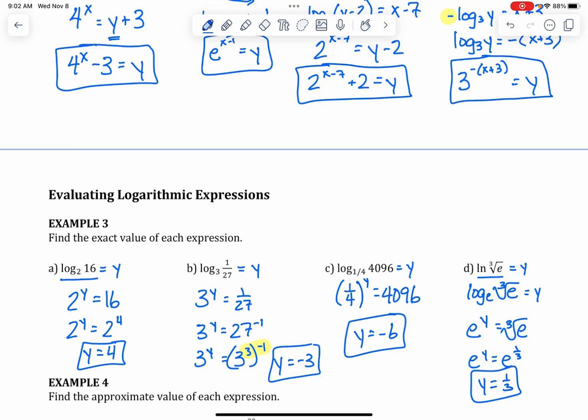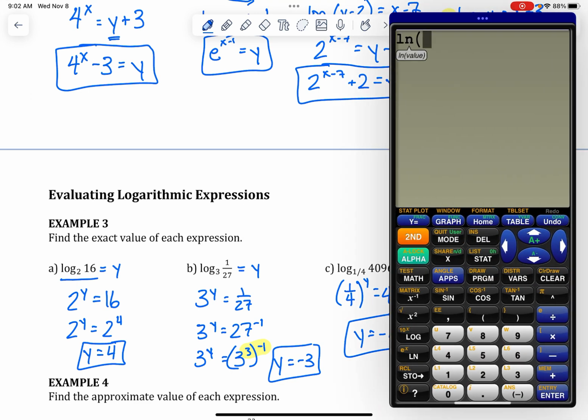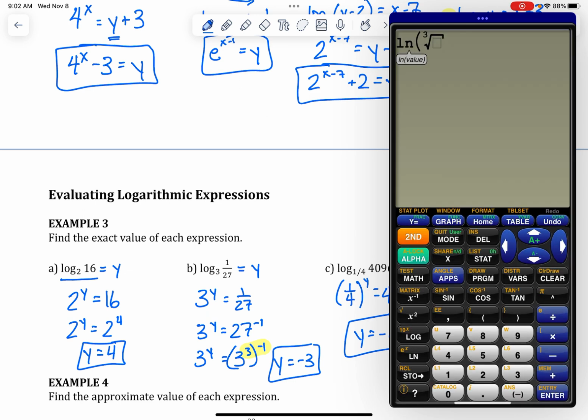All right. There is a button on your calculator. So again, going to your calculator, you could find the ln button. And then if you find your cube root button, which is under your math option, you can go to cube root, and then you can put in e. And the e button is the second division sign, right? And then you can close your parentheses there, and it will give you a decimal, which of course you can make a fraction, and it'll be 1/3.